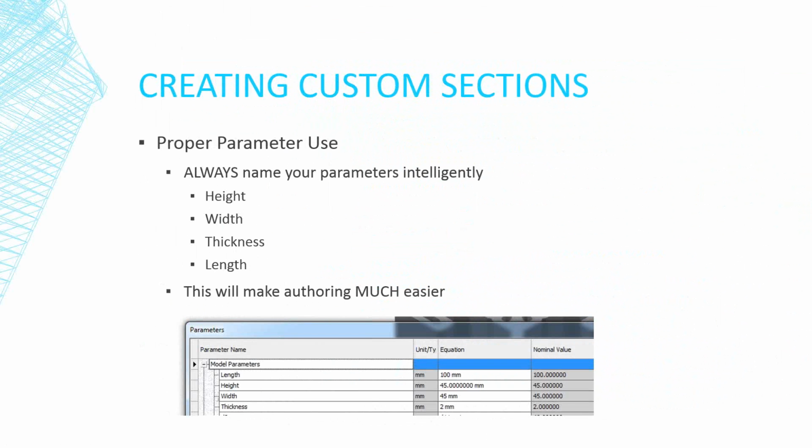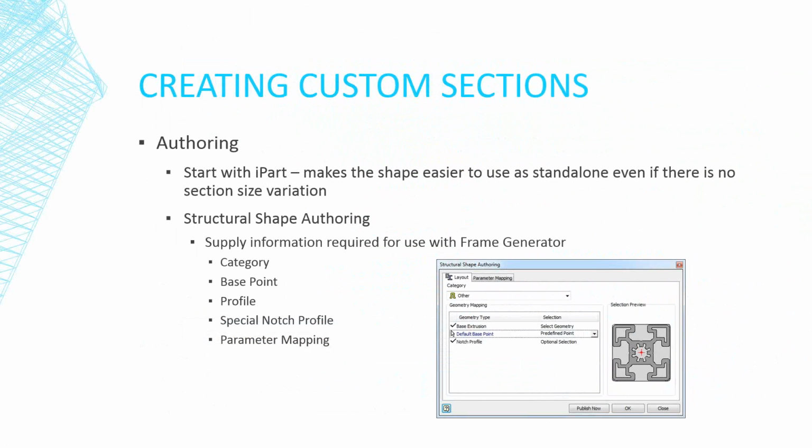When it comes to authoring, you're almost always going to want to create an iPart out of the section before you author it. That's going to make it easier to use straight out of the Content Center, and it's also going to give you an opportunity to provide some additional property information up front.